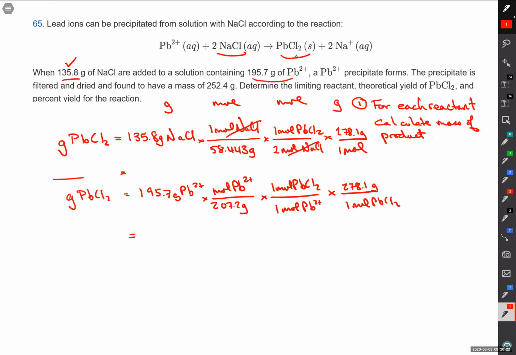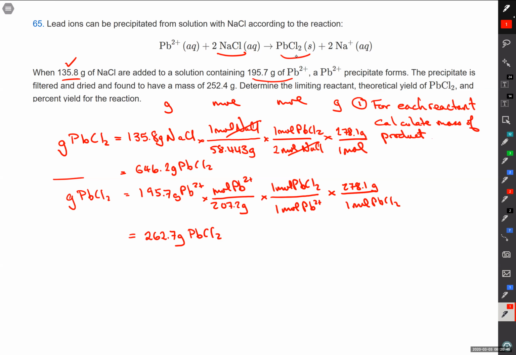So this comes out to 262.7. The top one comes out to 646.2, 646 point something. This is PbCl2.